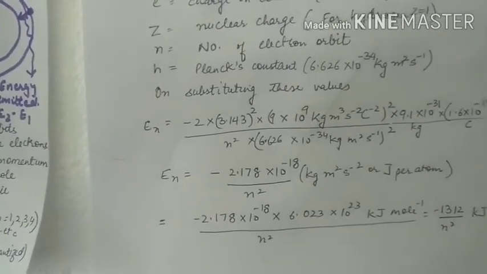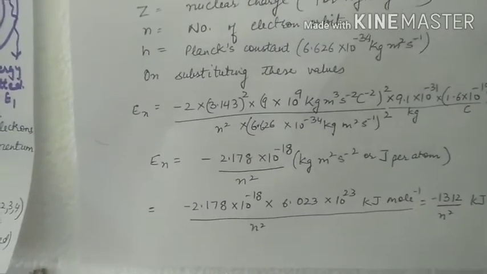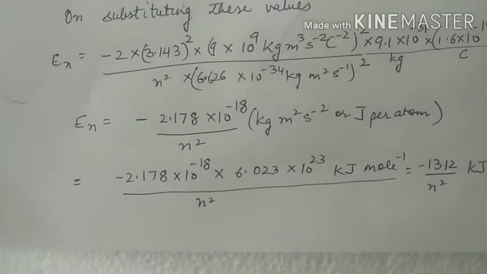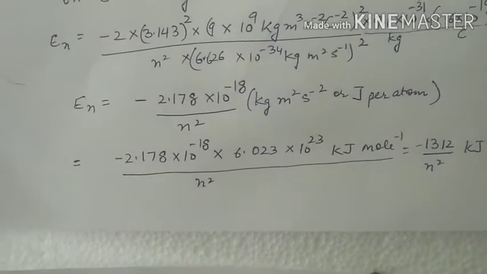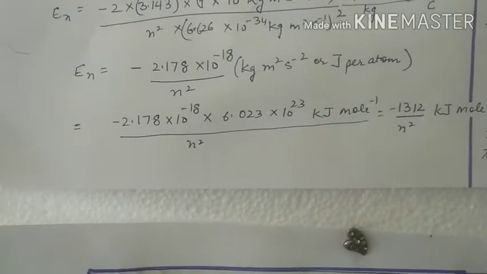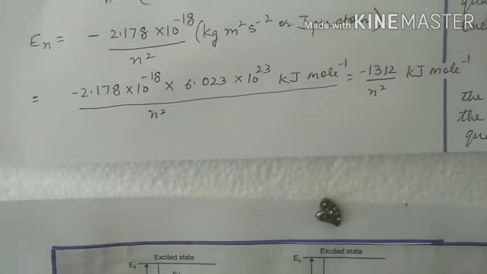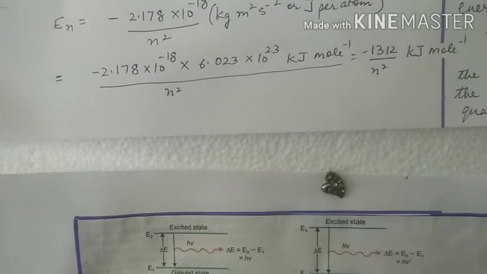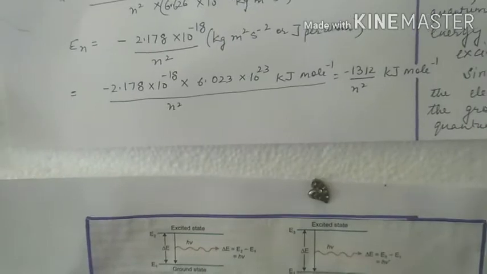And h is Planck's constant, 6.626 into 10 to the minus 34 kilogram meter square second inverse, and on substituting these values you get the answer. Energy in the nth level is minus 2.178 into 10 to the power minus 18 upon n square kilogram meter square second to the power minus 2, or joules per atom. To convert it into joules per mole or kilojoules per mole, we multiply it with 6.023 into 10 to the power 23, and we get the value minus 1312 upon n square kilojoules per mole.